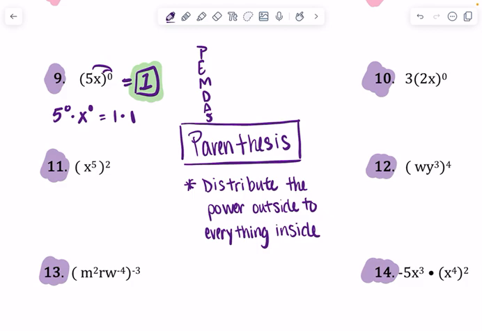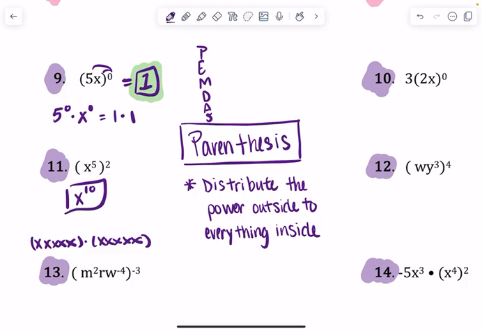So for number 11, we've got x to the 5th squared. So you can think about it in expanded form too, guys, because x to the 5th, 5 x's, times another x to the 5th. How many x's do you have? 5 times 2, 10. So you can think about it that way also.